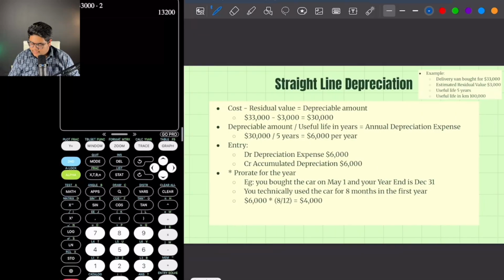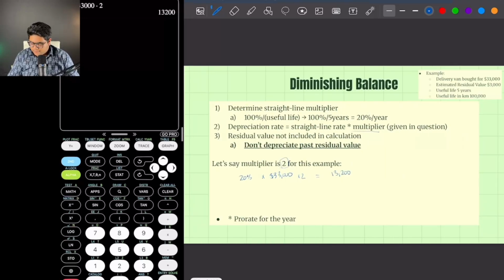And again, for this, you would just debit depreciation expense, credit accumulated depreciation, except now it's just of this value. And then now our total depreciable value becomes 33,000 minus 13,200.